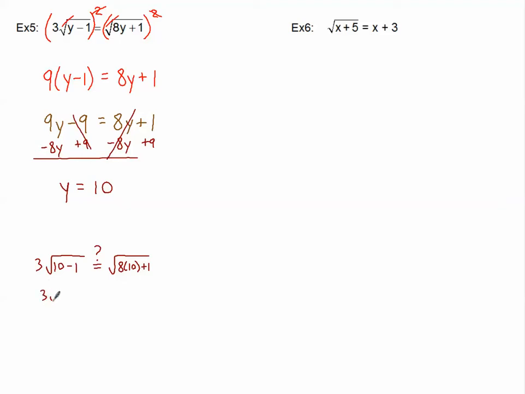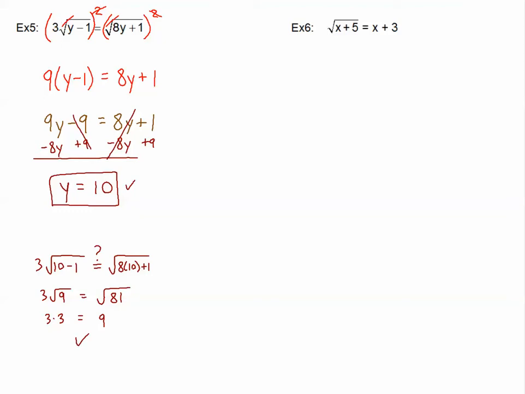So this is 3 times the square root of 9, and this is the square root of 81. Well, this is 3 times 3, and this is 9. Yeah, that works. 3 times 3 equals 9. It works. 10 is fine. So watch out. I showed you this one. To watch out for this. Anything on the outside and you square both sides, you're squaring that thing on the outside to get the 9.